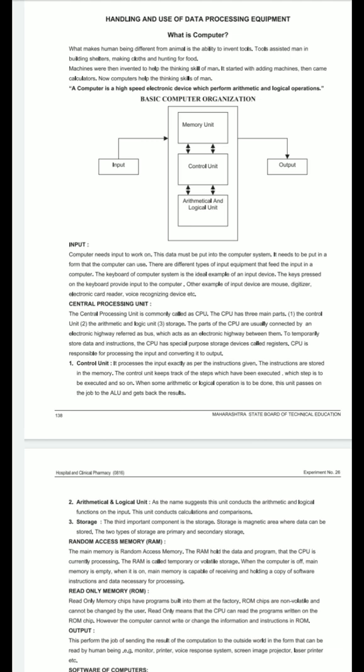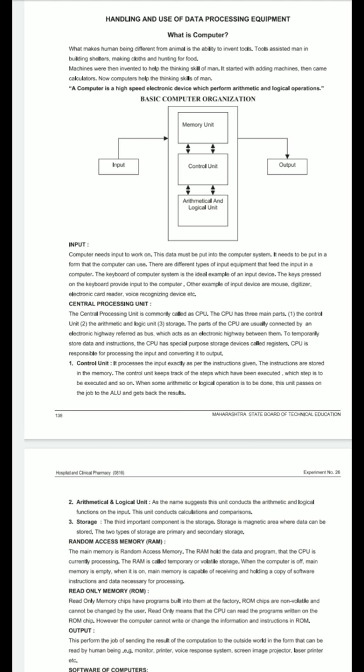Then the central processing unit, commonly called the CPU. The CPU has three main parts: first is the control unit, second the arithmetic and logic unit, and third is the storage. The parts of the CPU are usually connected by an electronic highway referred to as a bus.